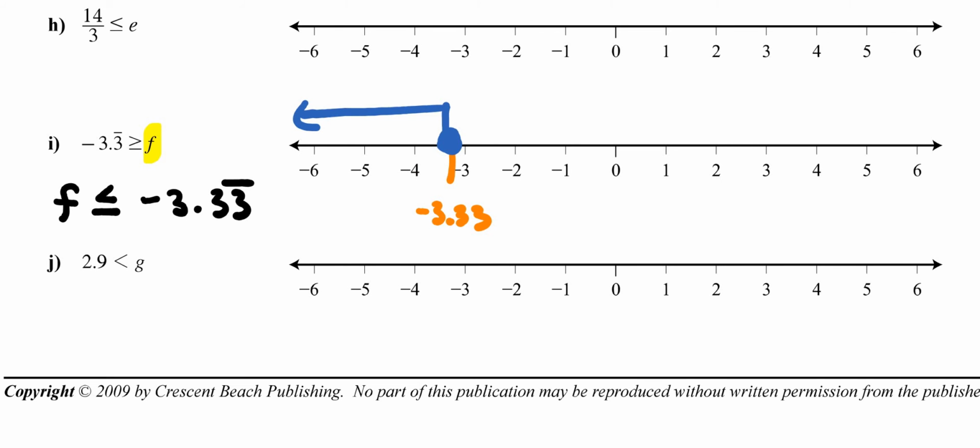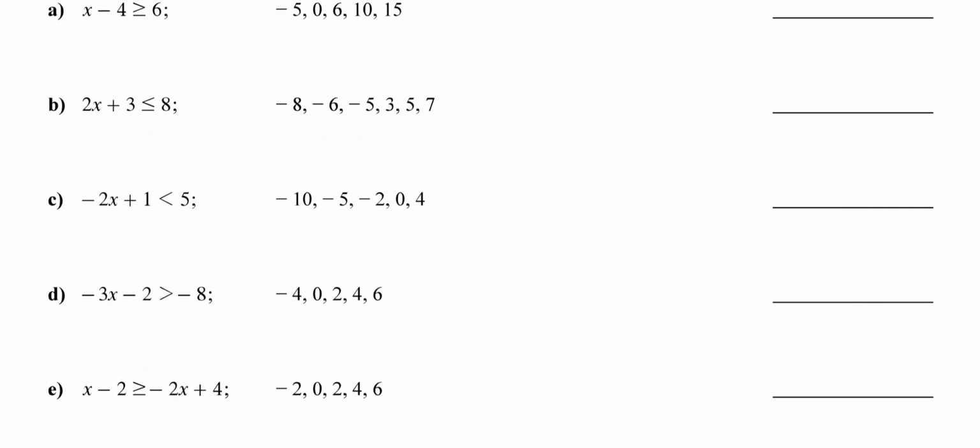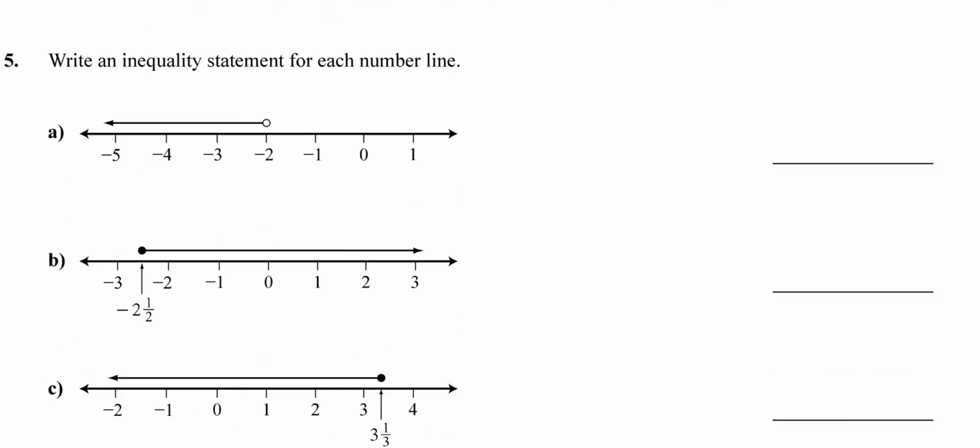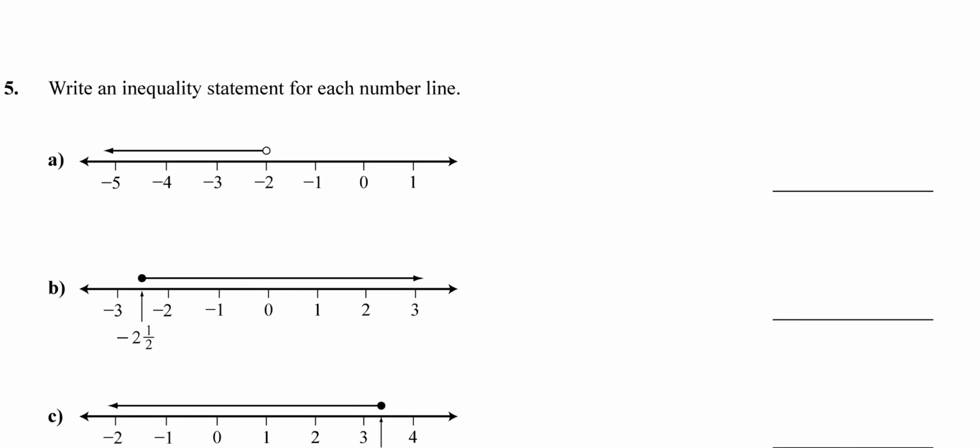Okay, let's move on to a few more inequality problems from section 6.3. We also have question number 5. For question number 5, write an inequality statement for each number line below. Okay, so for this one, we're kind of moving away from negative 2. So since we're moving to the left, it's going to be x is less than, because we're moving to the left. And then we're just going to put the negative 2 number on the right-hand side, and that's it.